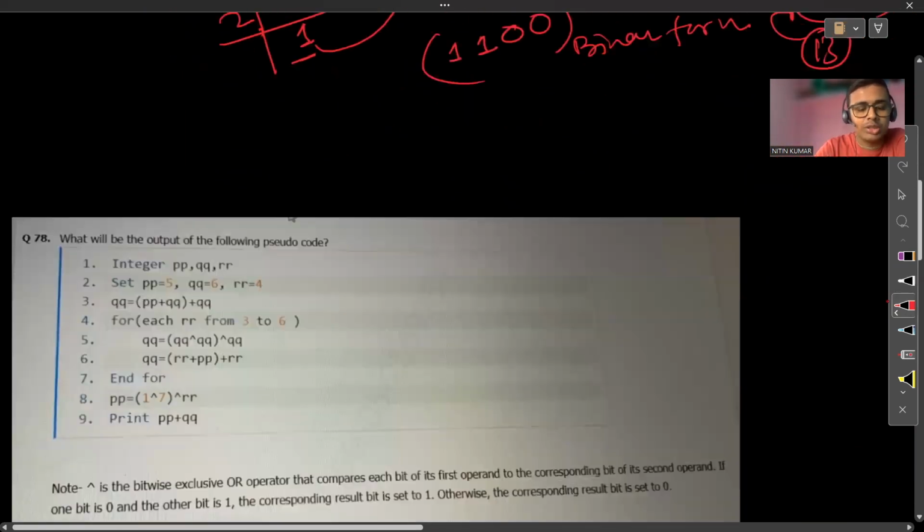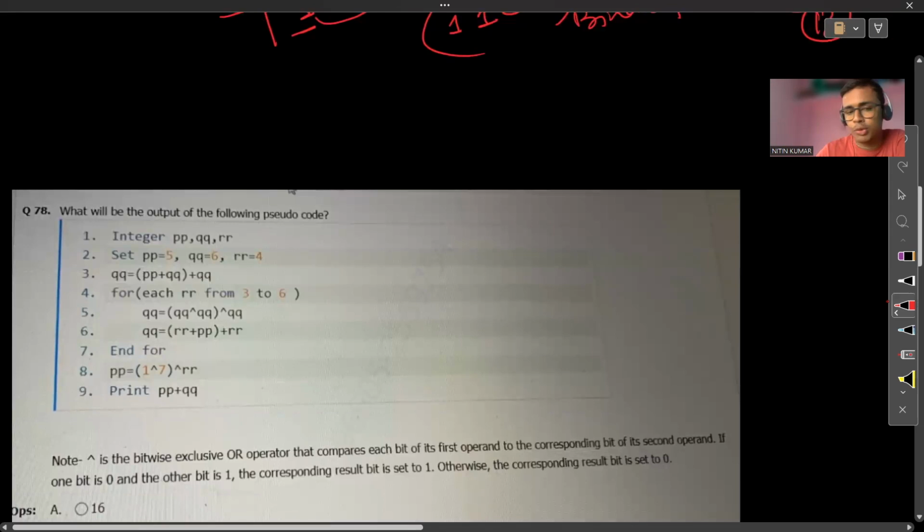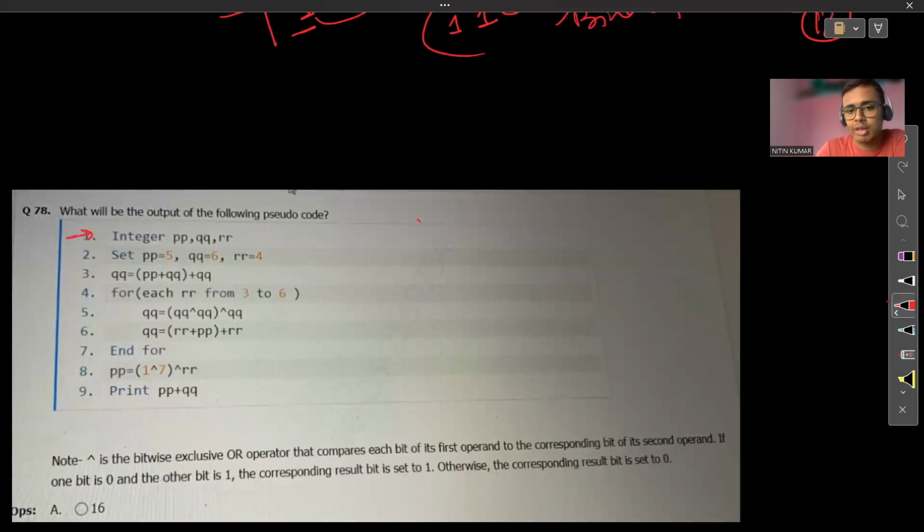Okay. So this is the second pseudocode that we are going to solve today. And here also the first line is just the initialization of three variables, that is PP, QQ and RR. The value initialized to PP is 5, the value initialized to QQ is 6, and the value initialized to RR is 4. Understood now? So this line is also done.